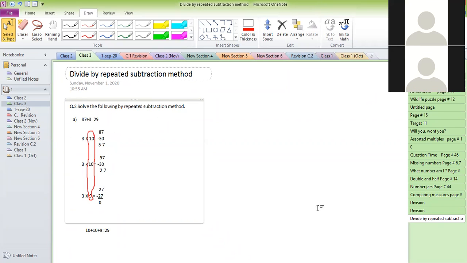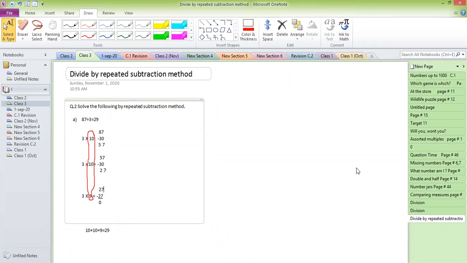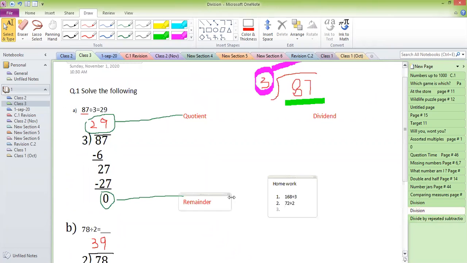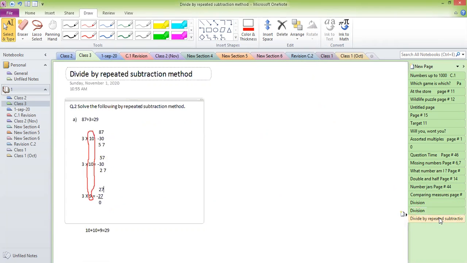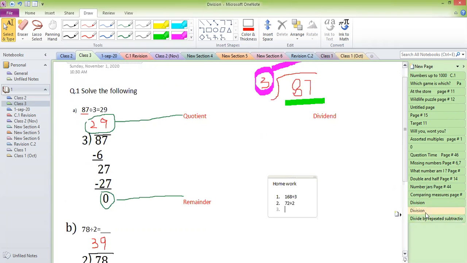Okay, and this question we solved by the long division method here, and the answer you can see is the same. So there are two different methods we learned today for dividing: the long division method, and the method of division by repeated subtraction. Okay, so I hope you understand. This is your homework. You have to divide 168 by 3 and 72 by 2.